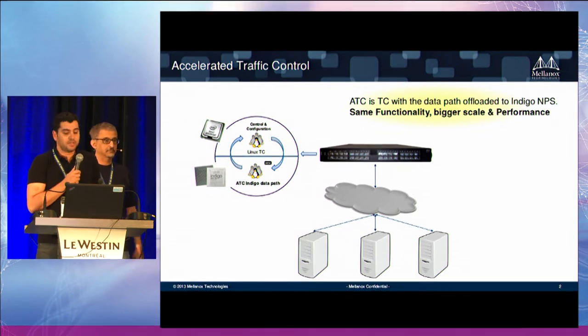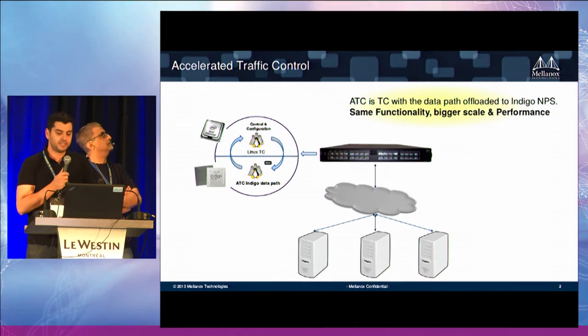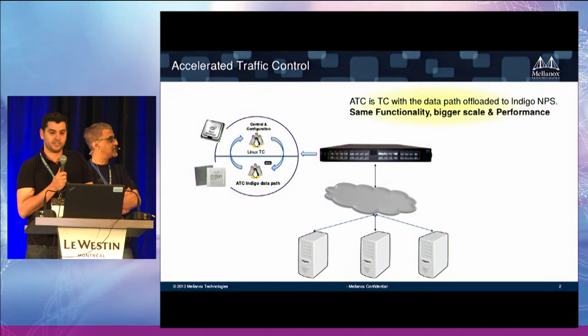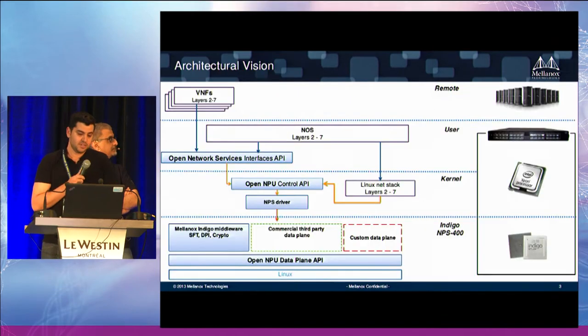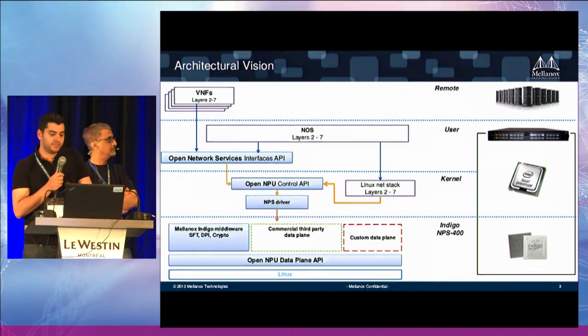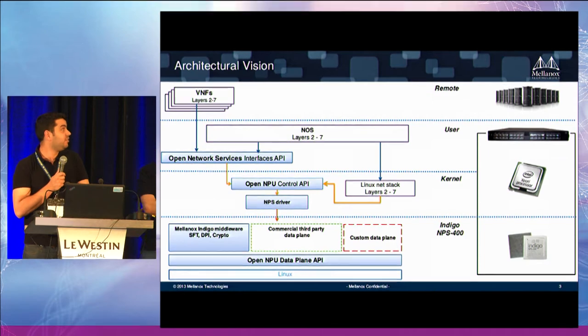Now, for those of you who don't know what an NPU is, the idea is basically like a GPU. A GPU is designed to optimize graphics tasks. An NPU is designed for optimization of network tasks, heavy network tasks. So this is our architectural vision. This is where we are going, what we are trying to achieve. This is our goal. We are not there yet. We are in very early stages of development.